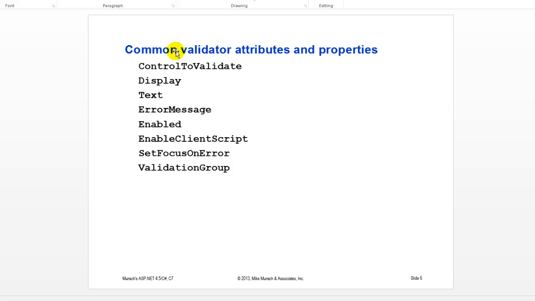So here are common validator attributes and properties, just like we went over the common server controls. You've got ControlToValidate that associates a validator with a particular control. So you might say, for example, ControlToValidate equals txtInput1 or something like that. Display has to do with the type of display. Then you've got things like Text and ErrorMessage, Enabled, etc. We've seen most of these things.